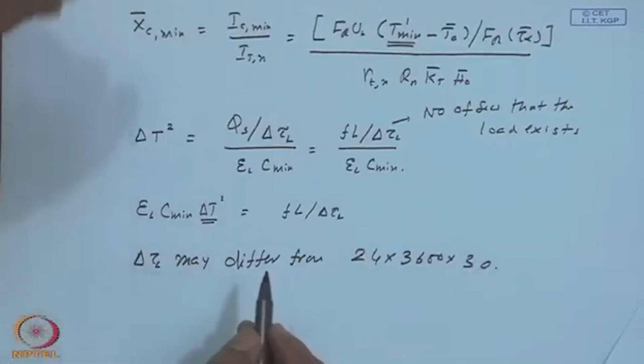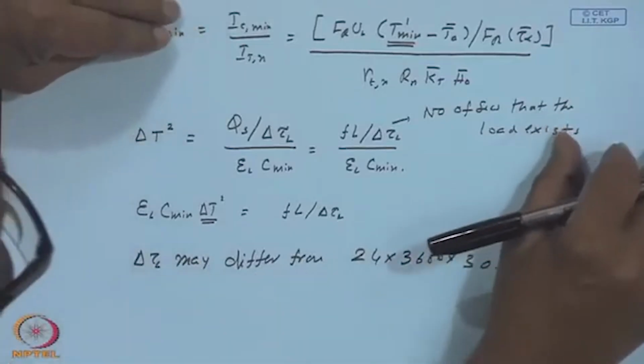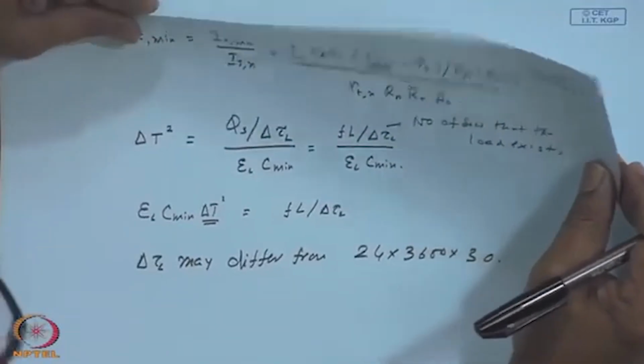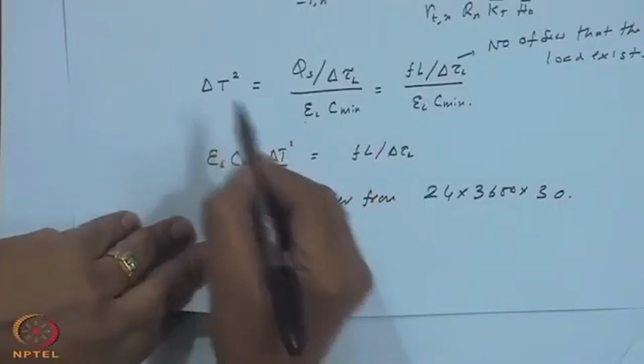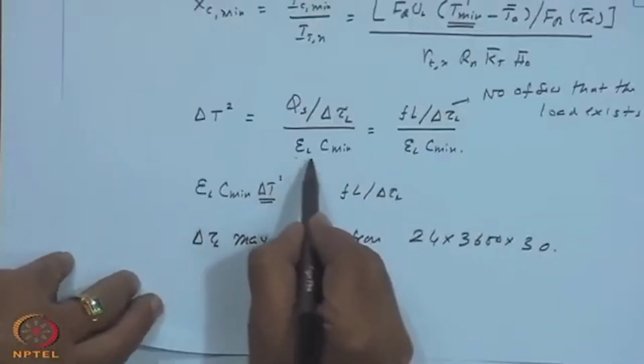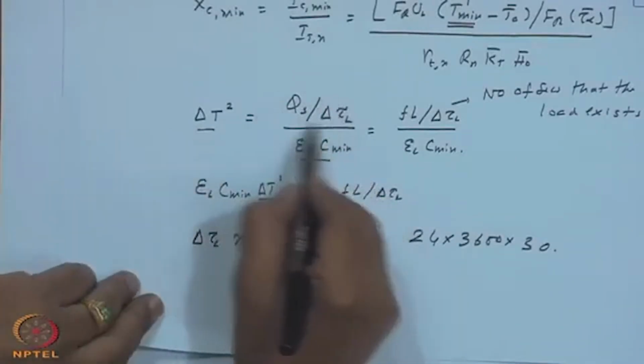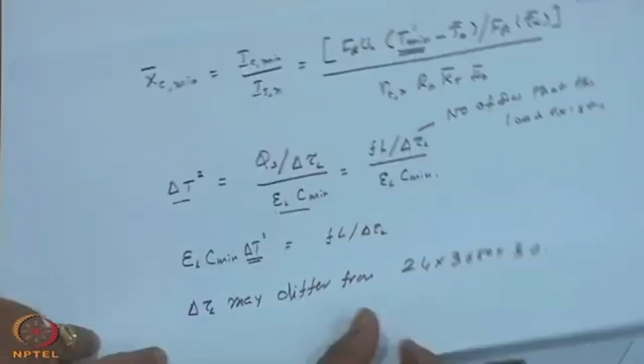Now, you might ask me the question, why did you not do this for Q tank estimate? The loss from the tank always takes place, whereas, if there is no load, the heat exchanger does not operate. That is the reason why this is a rate. Epsilon L C minimum is a rate at which the heat exchanger is going to supply the energy. This is the rate at which the load is on the system.